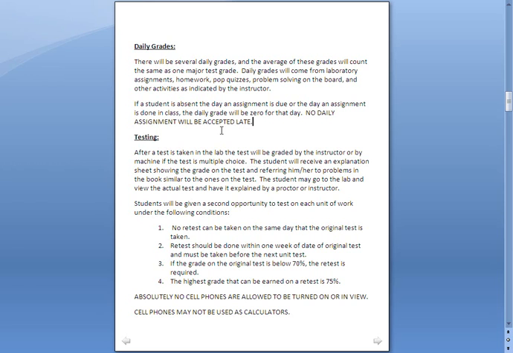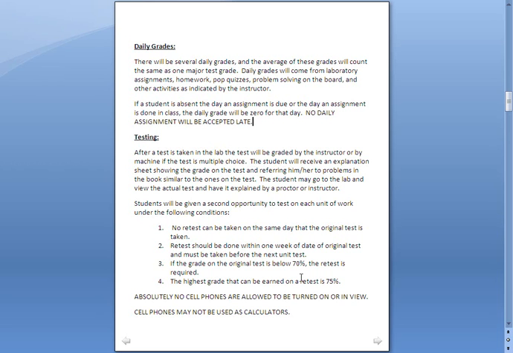Now, no retest can be taken on the same day of the original test, okay? Retest should be done within 1 week of the date of the original test. And most times, I'm going to set the time for that. And if the grade on the original test is below 70, then you must retest. Now, here's the thing about retesting. The highest grade that you can earn on a retest is a 75. So that means if you make a 95 on the retest, and that's your pure grade, you're only going to get credit for 75% of the work, okay? All right, so that's very, very important. And again, I have a schedule. We're going to go over the schedule real briefly.